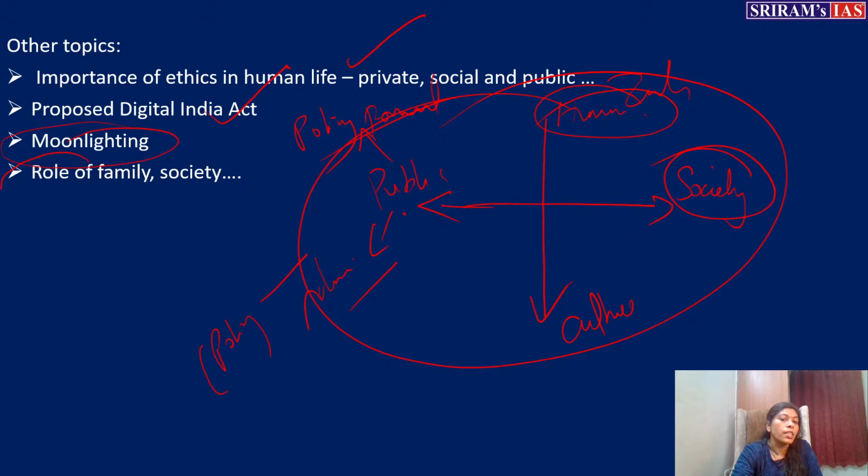Role of family, society, educational institutions. I already told you, prepare a chart on how your family is going to help, how society is going to help, and even how educational institutions are helping you to acquire the values. Internalization of values is important. That is how you are imbibing value systems through the socialization process. Make a chart for that and keep it, and you can use it in all places, like family, society, and educational institutions.